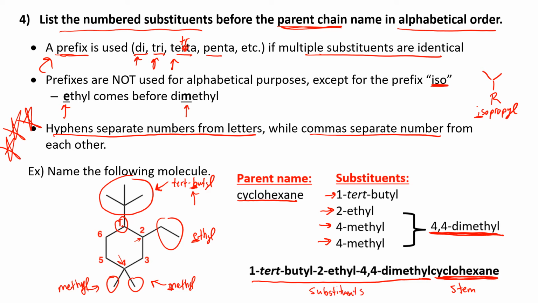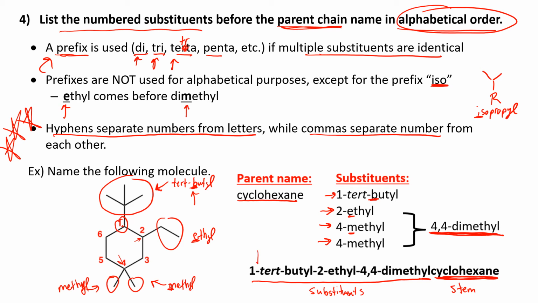Now we arrange our substituents alphabetically. I know this is getting confusing because I said prefixes aren't used alphabetically, but our substituents must go alphabetically in front of the parent stem. So look, the tert-butyl, it goes B, E, then M. So 1-tert-butyl, 2-ethyl, 4,4-dimethylcyclohexane.